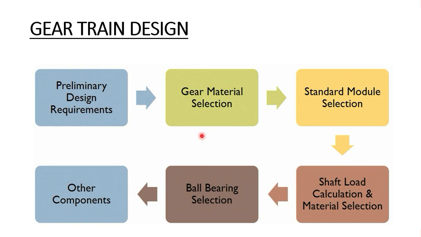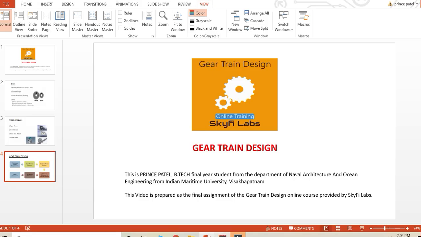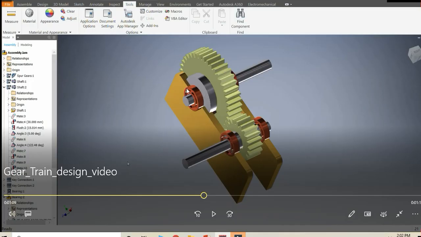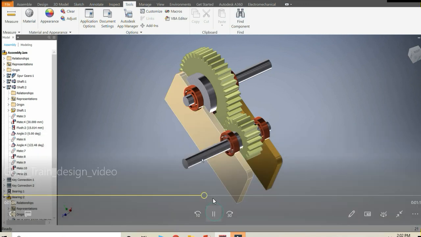I had made a small video of my project which I had done in Autodesk Inventor. So I would now like to show that one. So this is the final gear train that I had designed. This one is known as the key. This is the bearing cover. Starting from the bearing cover, then I had joined the shaft. This is the shaft. This is the bearing. This is the key. This is the bearing. So this is the small animation. You can see all those parts.